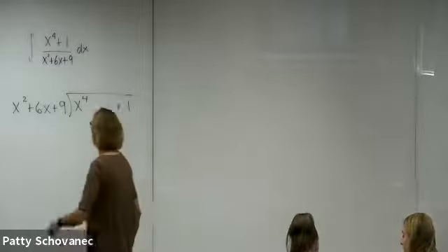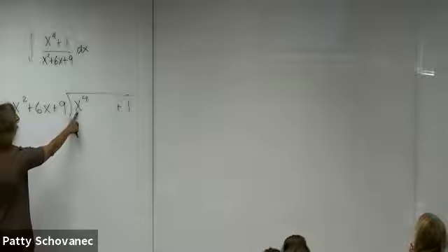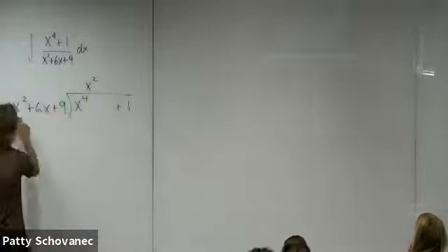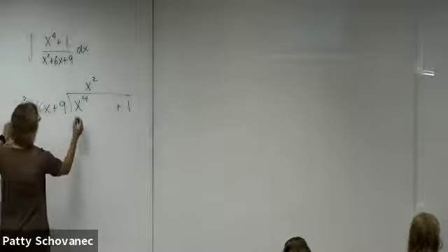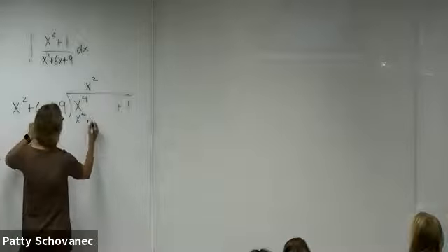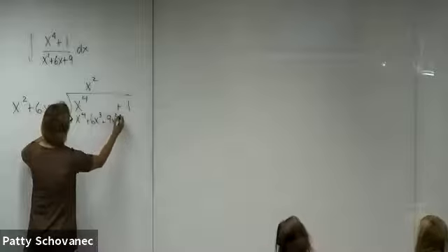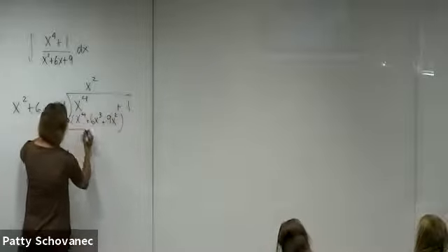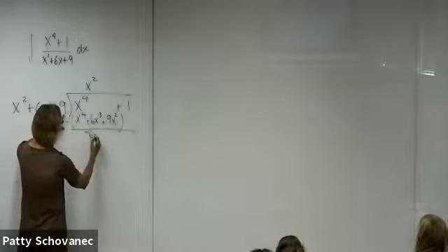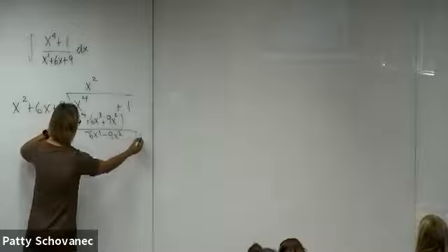All right, let's do this together. Just look at the lead term. I need to multiply x squared by x squared to get an x to the fourth. Now when I multiply all three of these by x squared, I get x to the fourth plus 6x cubed plus 9x squared. And then we're going to subtract that line from the line above it. So the x to the fourths are gone, and I have a minus 6x cubed minus 9x squared plus this 1.